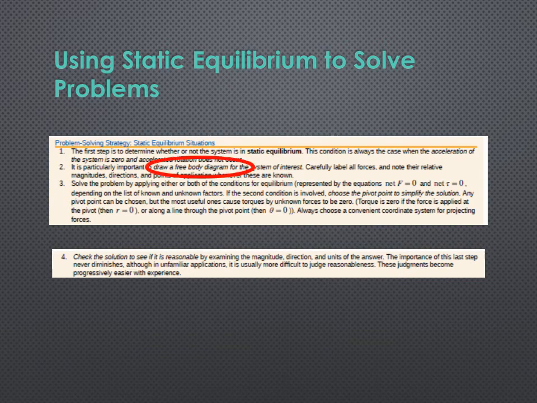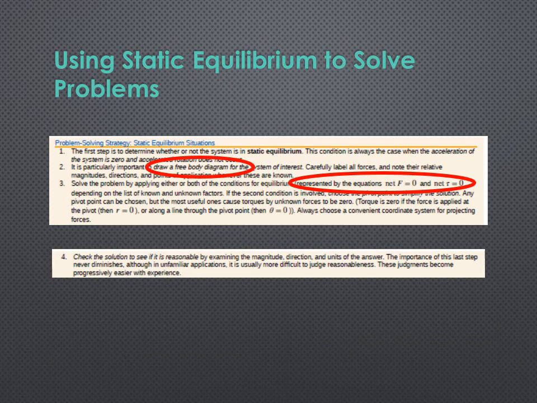As always, you're going to start with drawing a free body diagram. However, since we're now looking at things with torque, where the forces are applied can be important. So you'll have to make sure you include the magnitude, direction, and the point of application for the forces acting on the system. The next thing you're going to do is look at your equations that you use in static equilibrium. This is where you're going to start to get numerical answers. You have to use your equations.